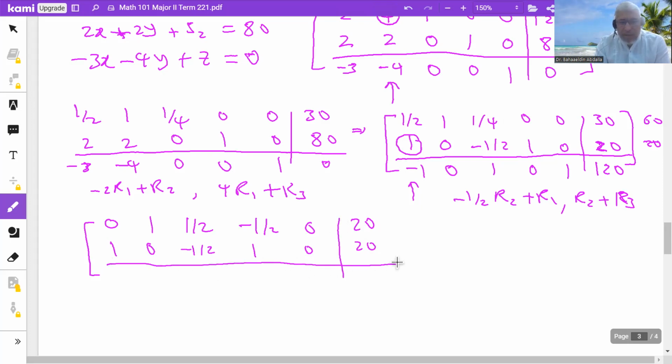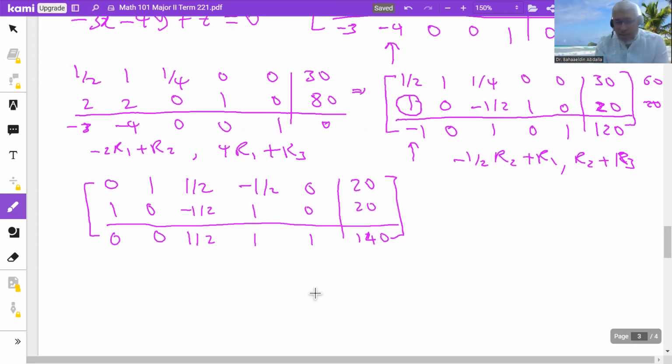And the last row would be, we just add 1 minus 1, 0, 0 plus 0 is 0, negative half plus 1 is half, 1 plus 0 is 1, 0 plus 1 is 1, 20 plus 120 is 140. And now this is a final tableau, okay, because no negative numbers here.